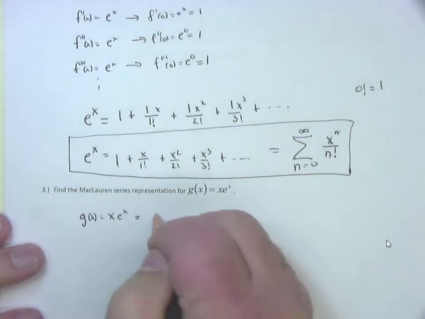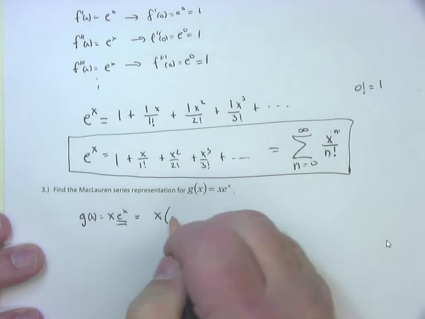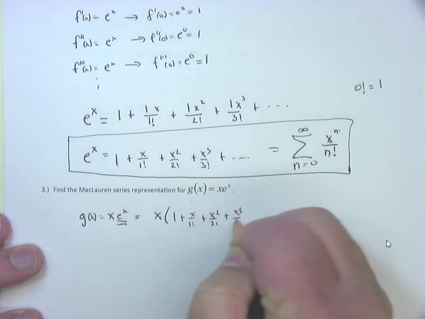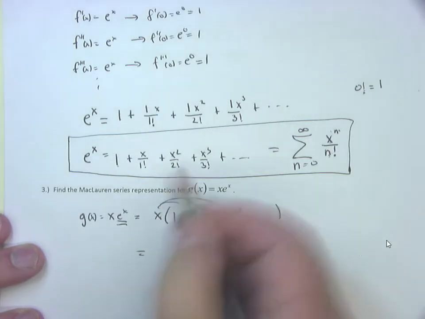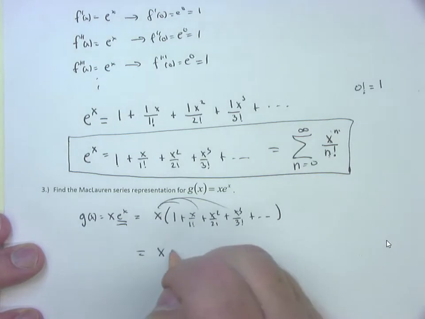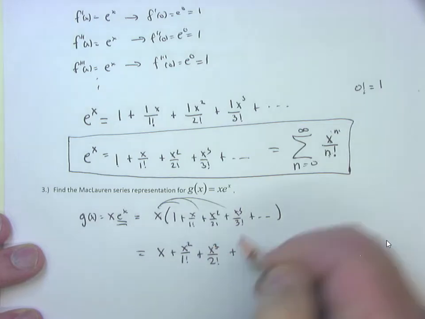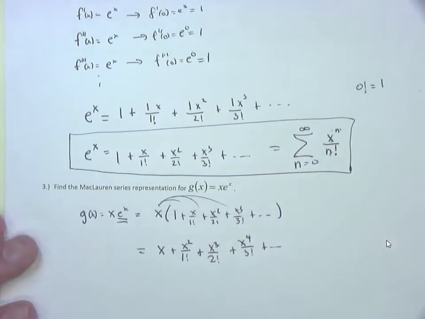Well, this is going to be x times, well, I got a Maclaurin series for e to the x. See your last problem. That is 1 plus x over 1 factorial plus x squared over 2 factorial plus x cubed over 3 factorial plus dot, dot, dot. Right? Well, let's clean that guy up. All I'm going to do is distribute the x through the last series. That's going to give me x plus x squared over 1 factorial plus x cubed over 2 factorial plus x to the 4th over 3 factorial plus dot, dot, dot. Does that make sense?